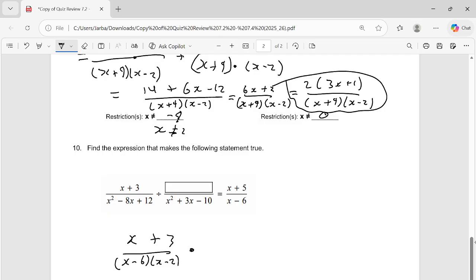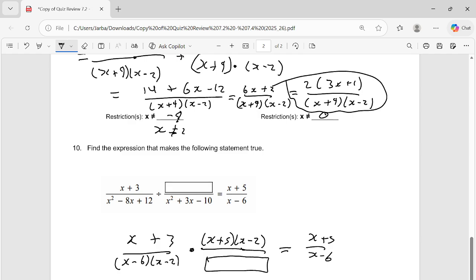And we're dividing by this, but that's the same thing as multiplying by the reciprocal. And now let me factor this as well. Sorry, what multiplies to negative 10 and adds up to 3? I'm thinking 5 and negative 2. So x plus 5 times x minus 2. And then we have our blank down the bottom is equal to x plus 5 over x minus 6.